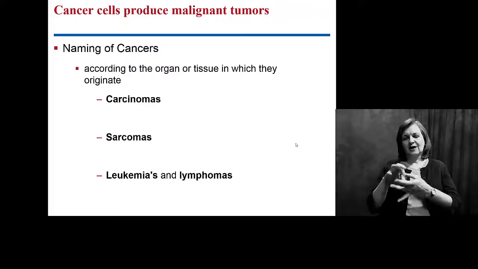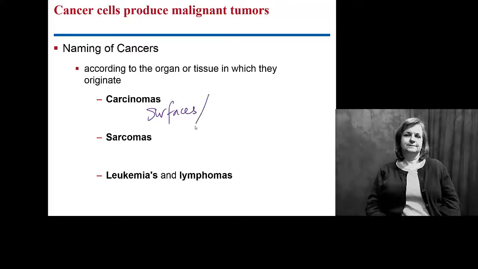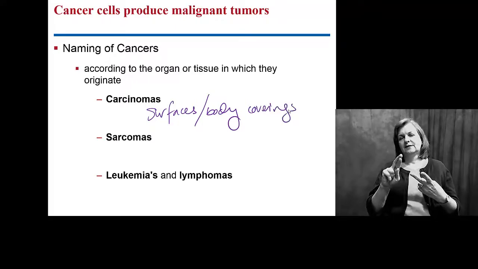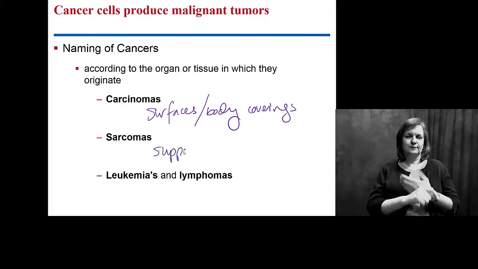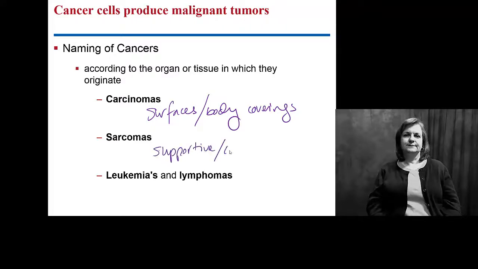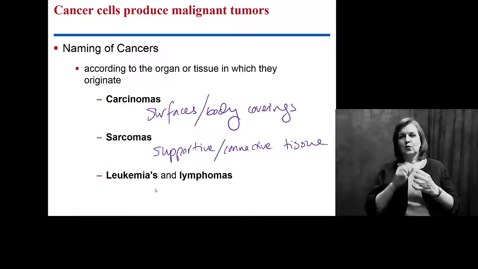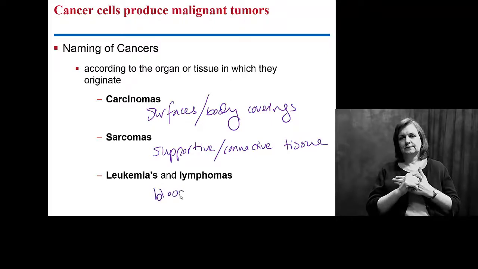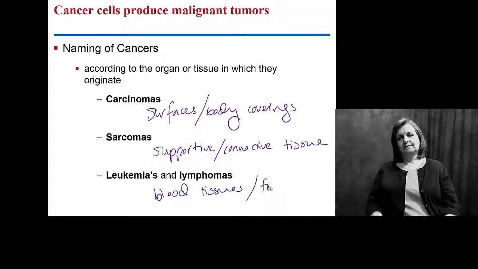Cancers are named based on where they are actually found originally in the body. So carcinomas are associated with surfaces or body coverings. So skin, things like that. Sarcomas are actually associated with supportive and connective tissue. And then leukemias we associate with blood tissue types, either blood forming or blood itself.